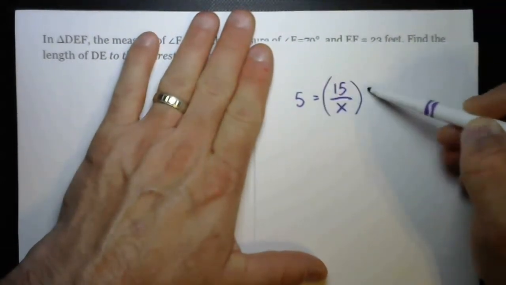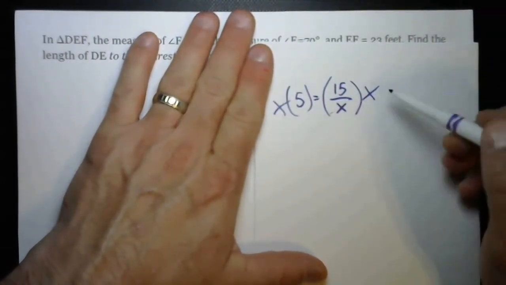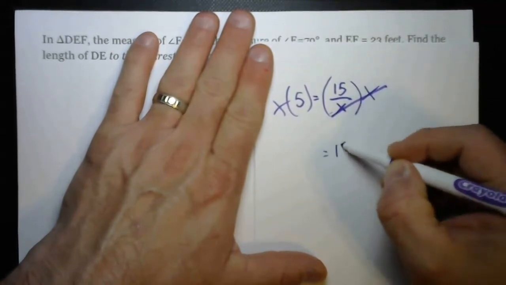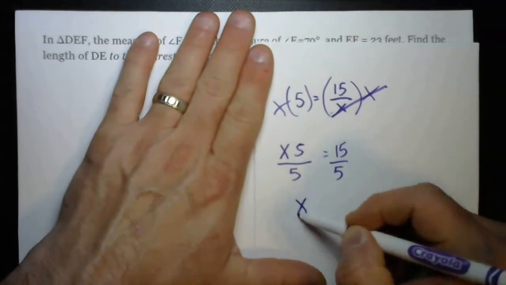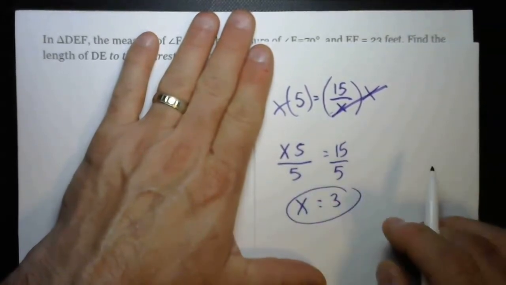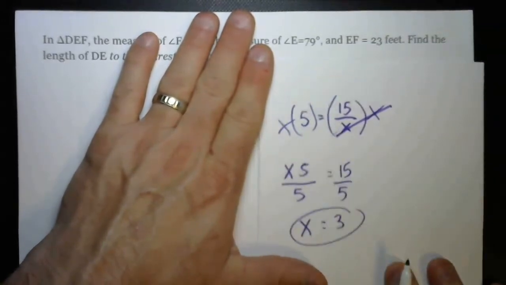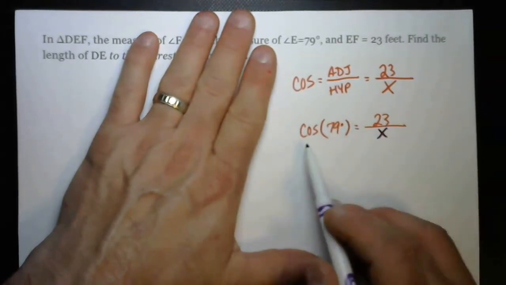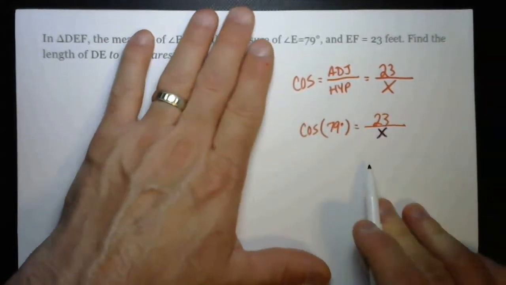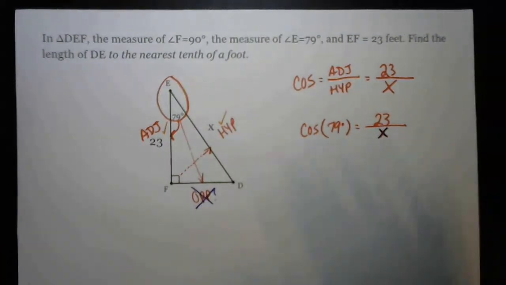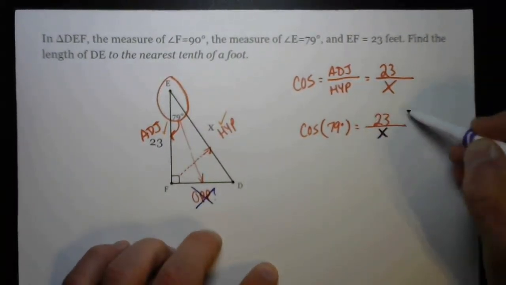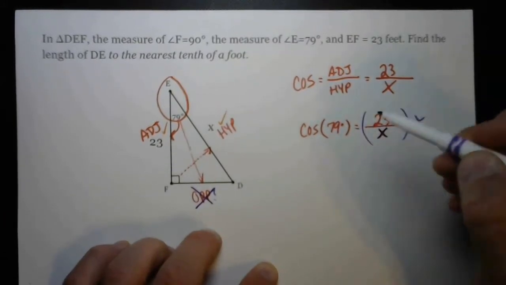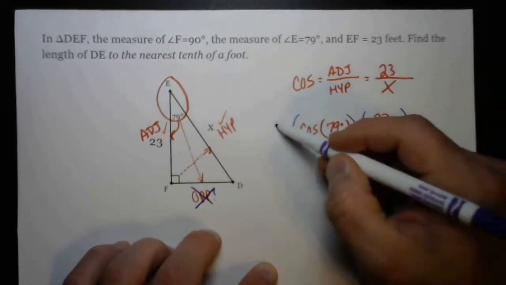We'd solve this by multiplying this side by x and the other side by x to get rid of the fraction. The x cancels, and you get x times 5 equals 15. Well, you divide both sides by 5 to get x equals 3. That's what I'm going to do over here with this problem. I'm thinking of cosine of 79 as just a number. So to solve this, I'm going to multiply both sides by x.